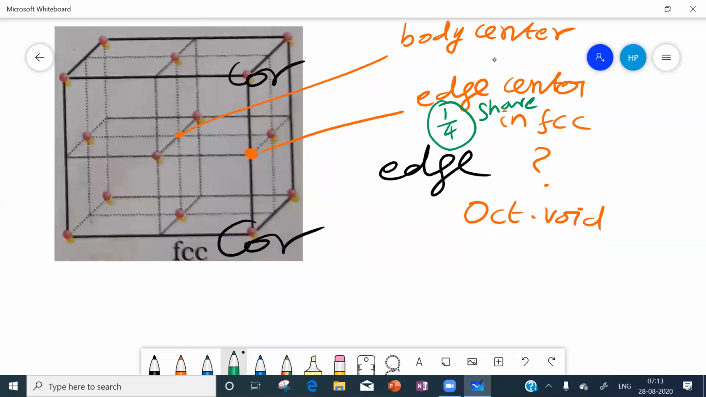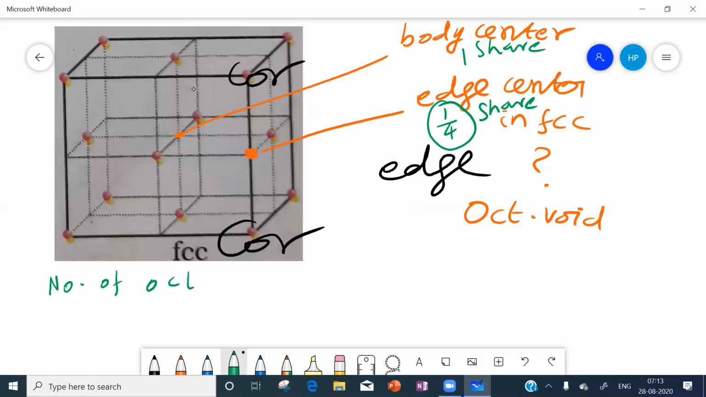Body center means what? For this FCC unit cell, the center point is called the body center. It is present completely inside, therefore it gives a complete share. It gives a full share. So now we will see the number of octahedral voids.